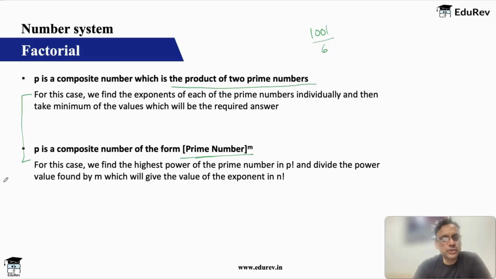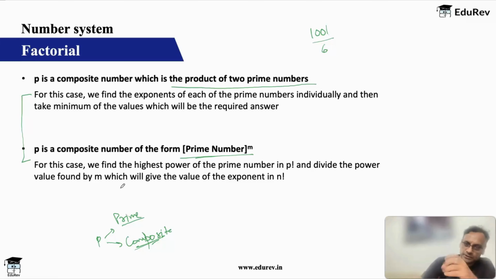So basically there are only 2 cases: the first where P is a prime number and the second where P is a composite number. P prime number we solved, and now we will look at P as a composite number. Composite has these 2 further parts, but basically they can be looked at together, and I'll tell you how. So let's say we have to find out 100 factorial is divisible by what highest power of 6. Now it will be a mistake if you look for powers of 6.